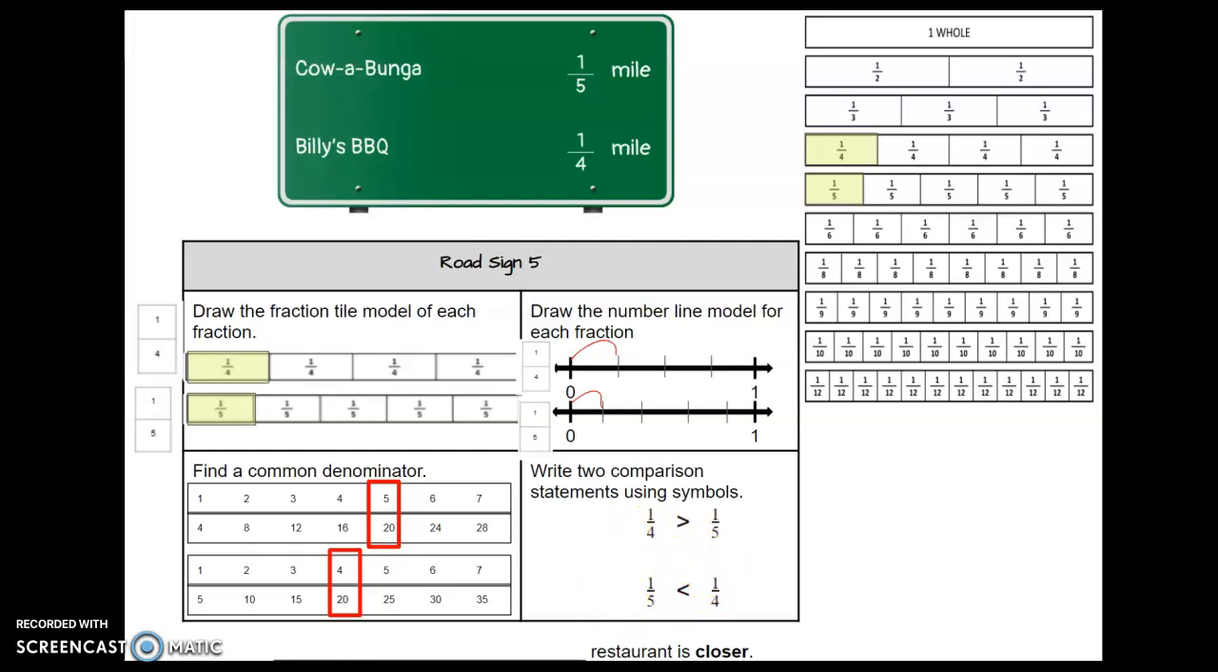And I can finally answer my question for which restaurant is closer. So which one took up less space or did not go as far? I'm able to see that that is 1/5 with all of my representations, and 1/5 was Cowabunga. So I'm going to write Cowabunga on the line. Make sure you have everything filled in before you move to your next activity.